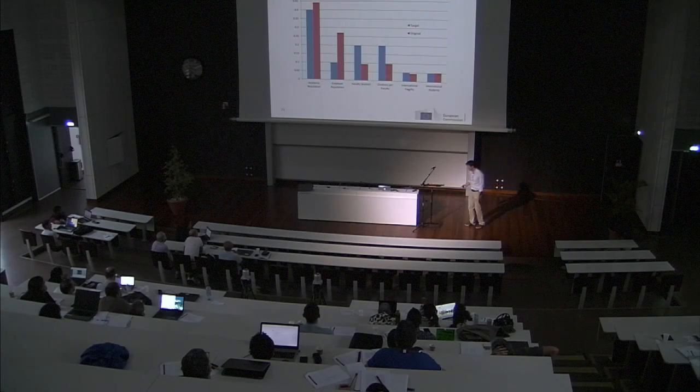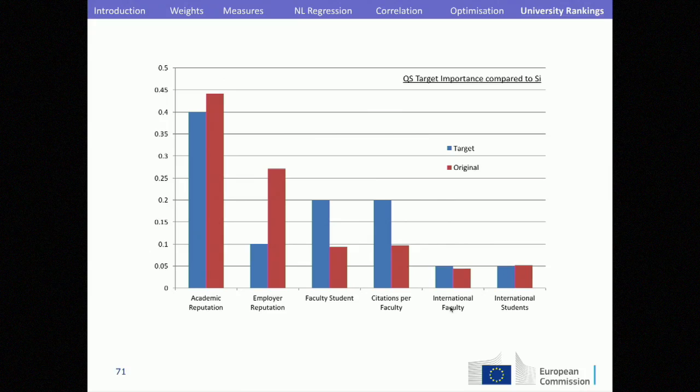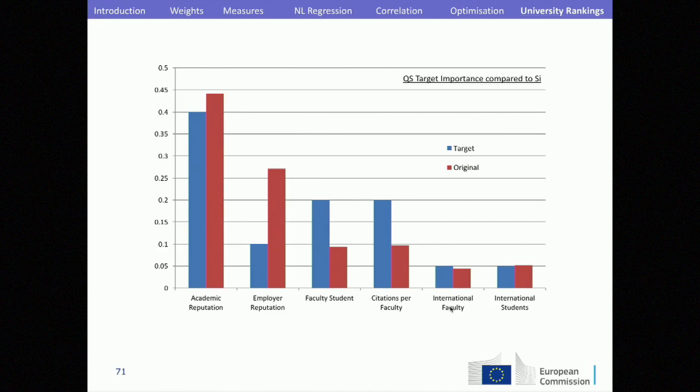Then, I didn't show the actual values of the sensitivity indices, but here they are, and these are compared with the weights, which represent kind of our targets, okay? So the blue values are the targets, and the red values are what we observe. You can see that, for example, academic reputation is quite well matched, but employer reputation is much higher, has much more importance than it should have. Whereas, for example, faculty-student ratio and citations per faculty are much lower than they should be, okay? And then the other two are not bad.